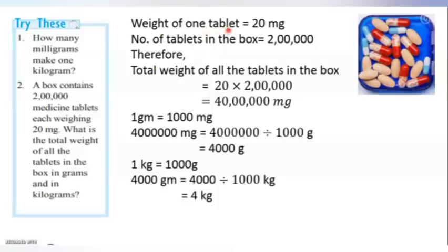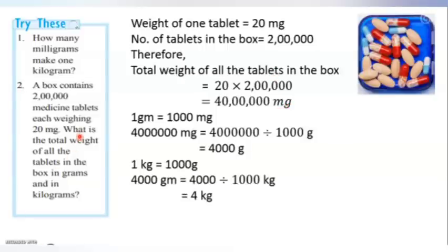Weight of one tablet is equal to 20 milligram. Number of tablets in the box is equal to 2 lakh. This is given to us. Therefore, total weight of the tablets in the box is equal to 20 into 2 lakh. This is the total weight. Students, please keep in mind to write the unit. Here the unit given is milligram. So we got the answer in milligram.